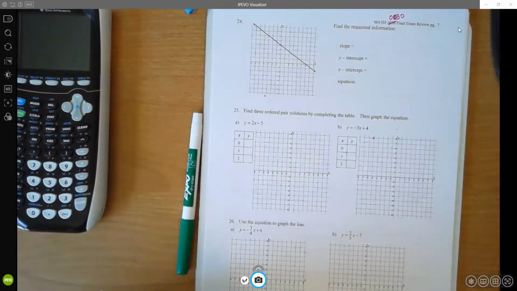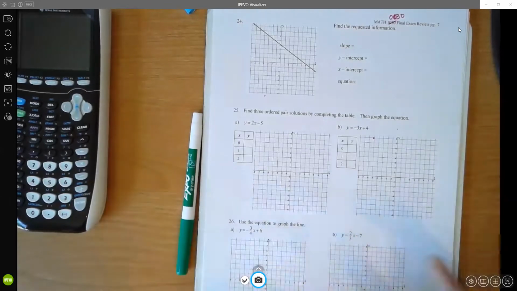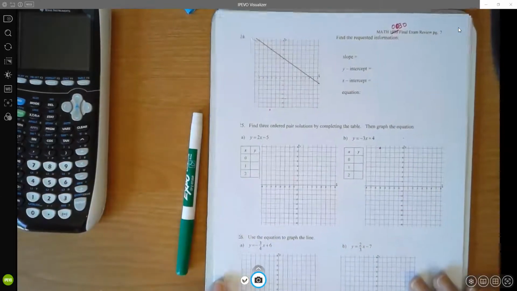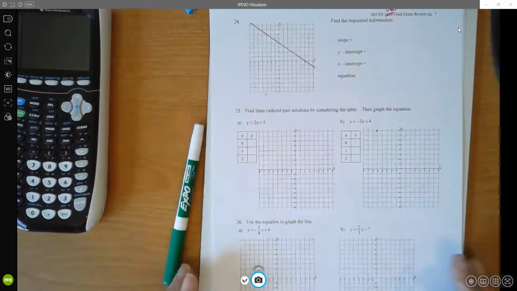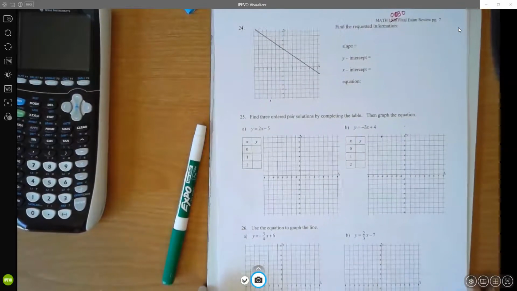And we're on problem number 24. It asks us to find the requested information, which is the slope, the y-intercept, the x-intercept, and the equation from the graph given. And again, there won't be a lot of work for this problem. It's a matter of being able to read a graph.